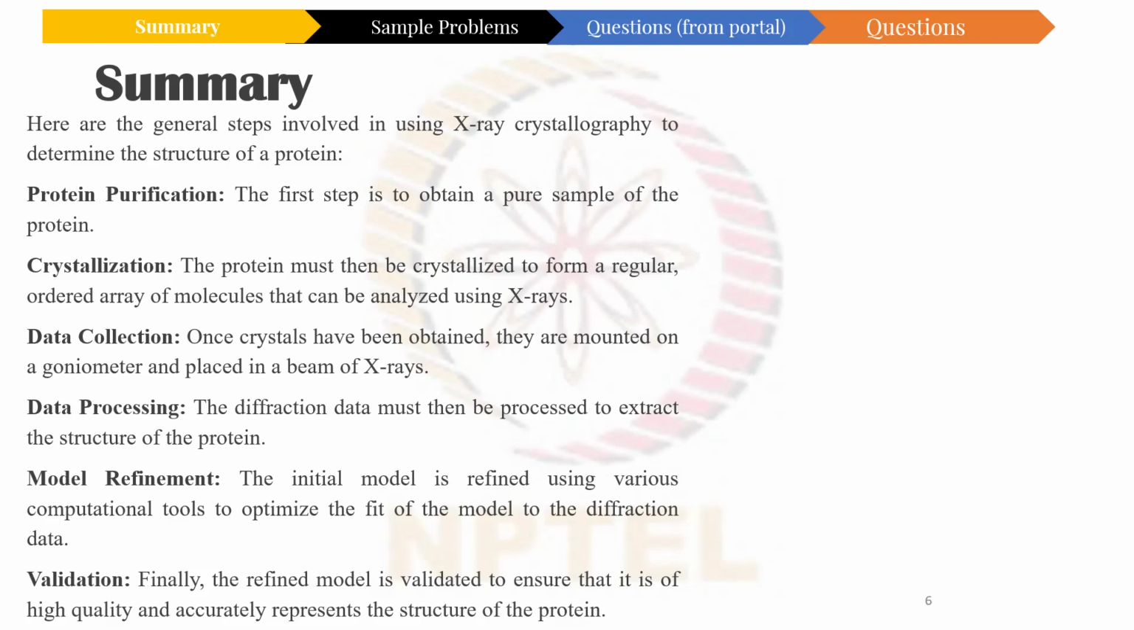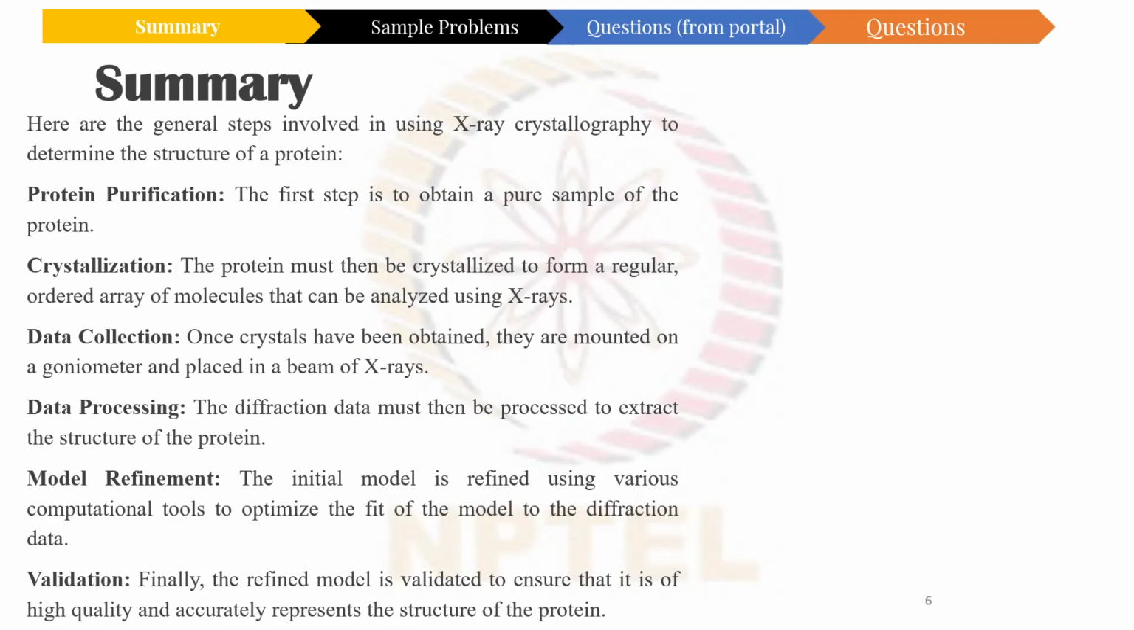Okay, let's discuss what the steps are. As I mentioned, X-ray crystallography is a powerful method used to determine the atomic level structure of proteins. I'll be discussing some general steps involved in using the X-ray method to determine the structure of a protein.